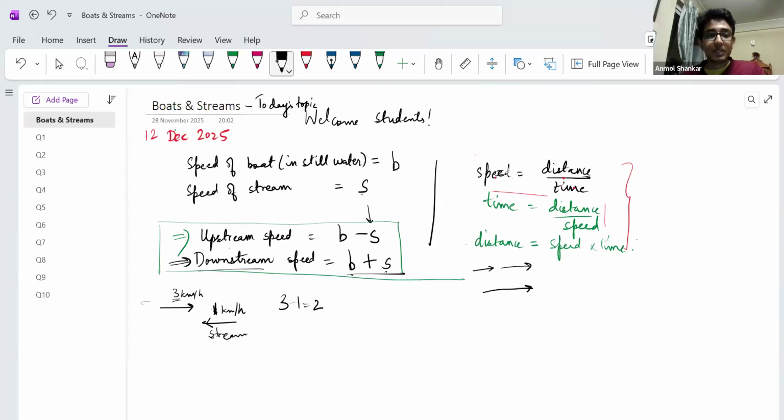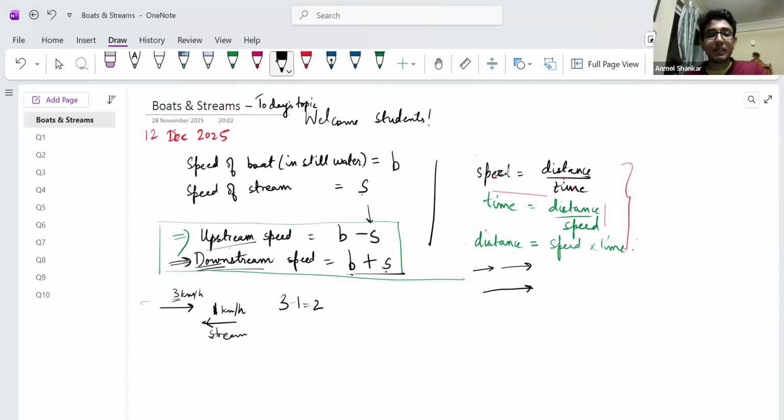Downstream is always in the direction of the stream. Today in some questions you will see different wording. Instead of downstream, they have given along the stream. So along the stream is the same as downstream, and against the stream means upstream. They are just different words for the same thing.